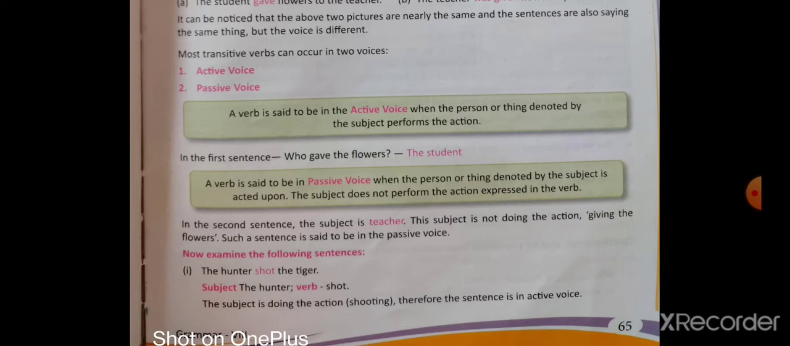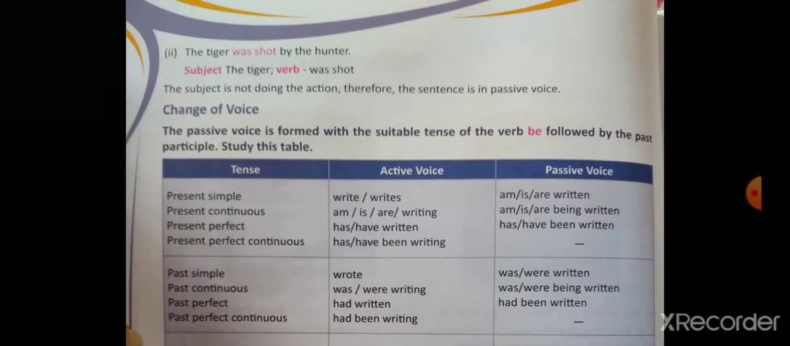For example, the hunter shot the tiger. So who got shot? The tiger. In the first sentence, which is written in the active voice, the hunter shot the tiger. The action has been done by the hunter on the object, which is the tiger. But if you come to the next page, you see that it is written, the tiger was shot by the hunter. Here the hunter has become the object and the tiger has become the subject. But the meaning of the sentence is exactly the same. There is no change in the meaning.